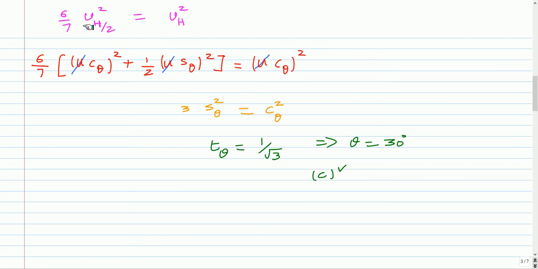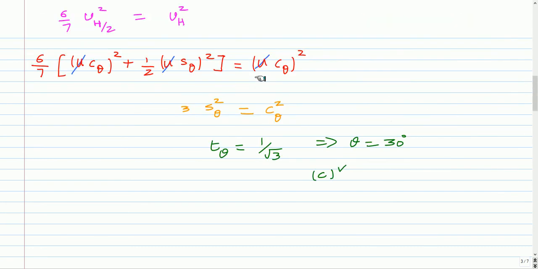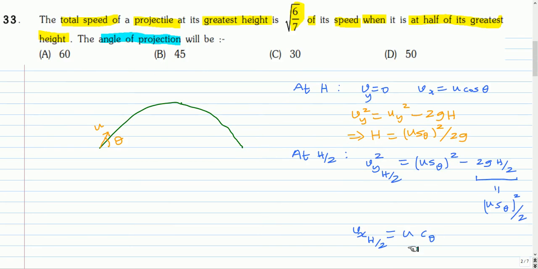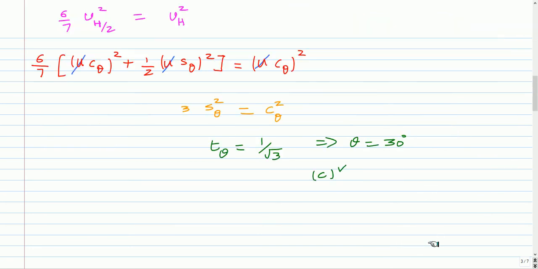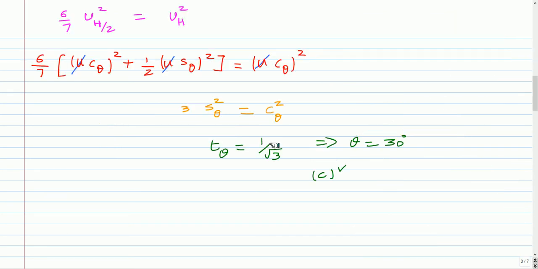Now velocity square at h and velocity square at h by 2 are related by the factor of 6 by 7. Velocity square at h is less than velocity square at h by 2 by a factor of 6 by 7. That is given in the question. And velocity square at h by 2 is the x component square, that is (u cos theta) square, plus the y component square, that is half (u sine theta) square, and the velocity square at h is the horizontal component square, the vertical component is 0, so that is (u cos theta) square.